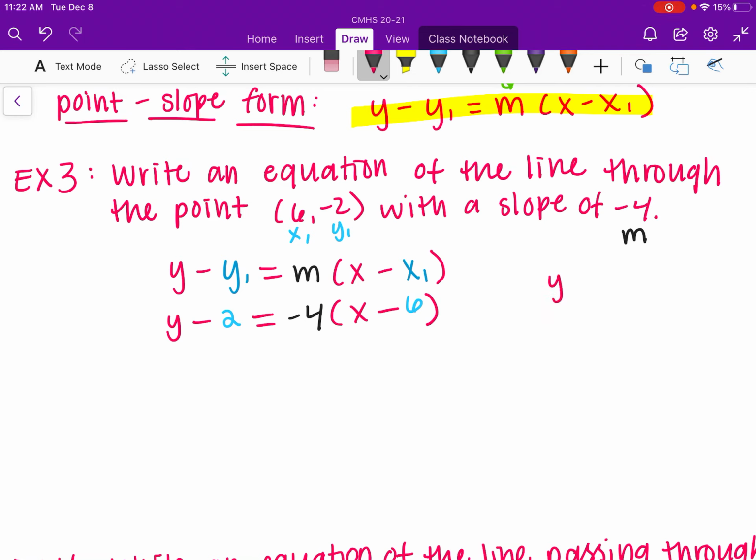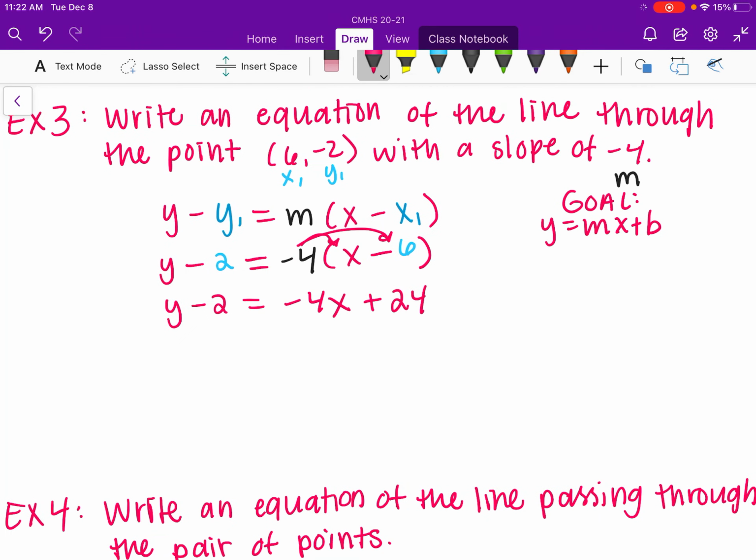Let's keep working on this until it looks like y equals mx plus b. Remember, this is our goal. With every problem, we want it to look like that: y equals mx plus b. This does not look like y equals mx plus b. I know you guys remember, whenever I see parentheses, I want to distribute. So let's bring this left side down and distribute that -4. -4 times x is -4x. -4 times -6 is a positive 24.